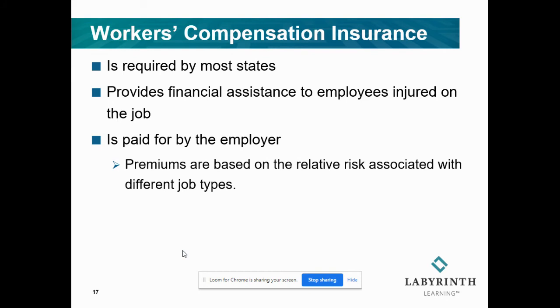So workers' compensation insurance is required in most states. It's required in the state of Hawaii. It provides financial assistance to employees injured on the job, also paid by the employer. So it's a great benefit for employees to have. Premiums are based on the relative risk associated with different job types. So the payment for workers' compensation insurance would probably be higher for someone who works in construction as opposed to someone who likely works at a desk job.